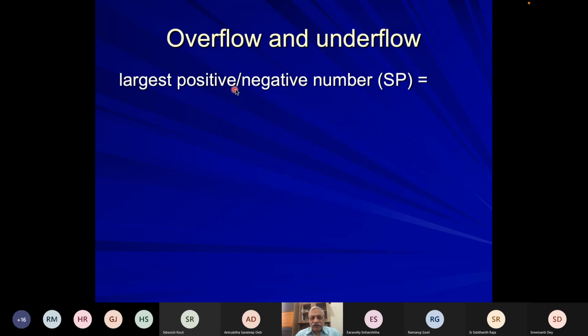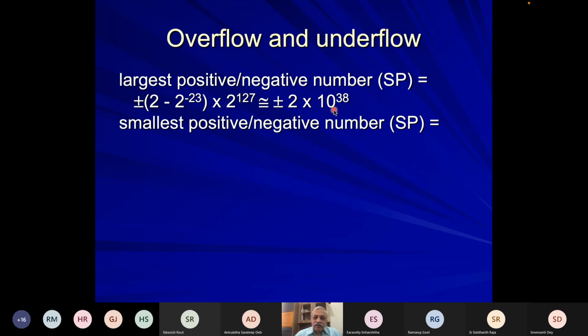The largest positive or negative number in single precision is plus minus (2 minus 2 to the power minus 23). So that's the largest F part, and we take the largest exponent. This turns out to be approximately 2 into 10 to the power 38. So that's the largest value you are able to represent in single precision.